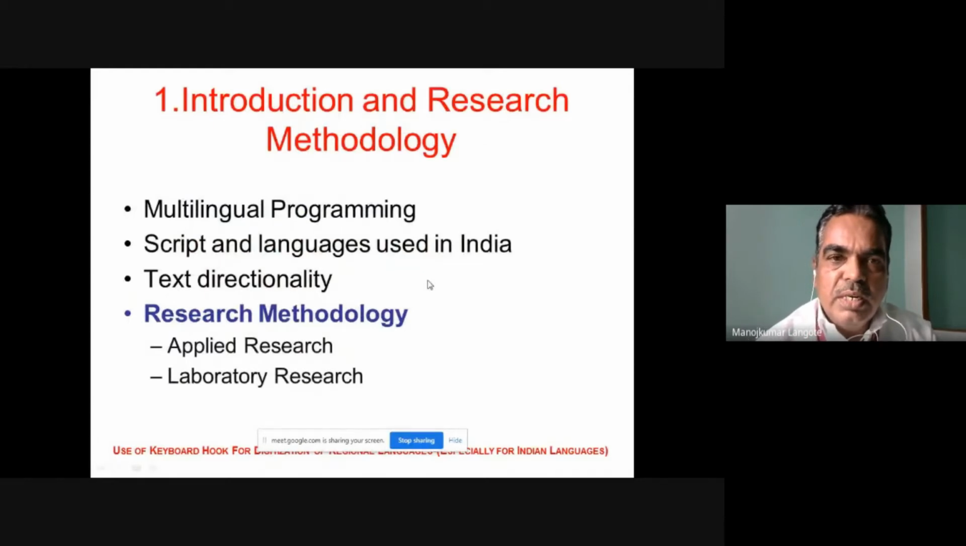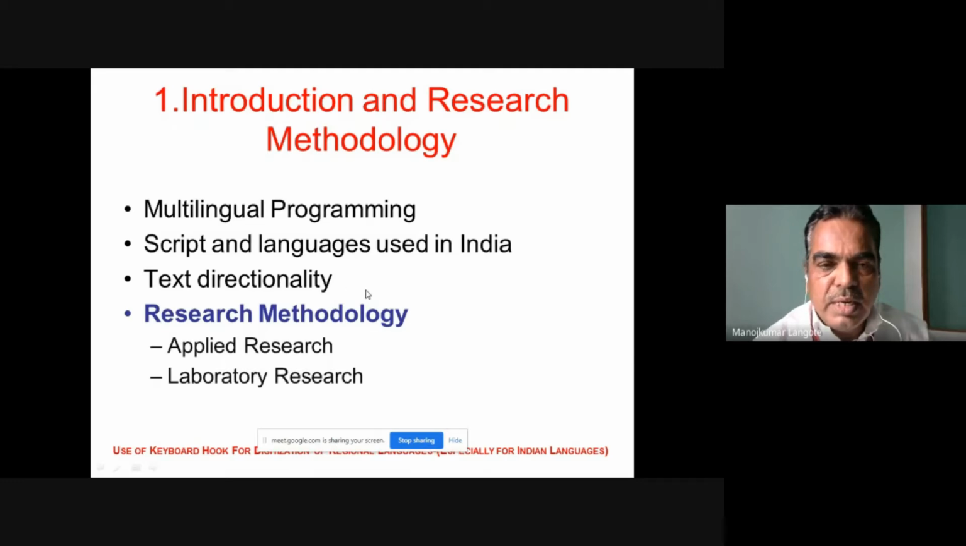So introduction and research methodology. Basically, this is an applied research, means application based, and which is done in laboratory. That's why it will come under the category of laboratory research. In this research, I have thought about the multilingual programming, then the different scripts and languages used in India, and text directionality, because Arabic script or Urdu script is written from right to left, and most of the Dravidian scripts are written in left to right direction.